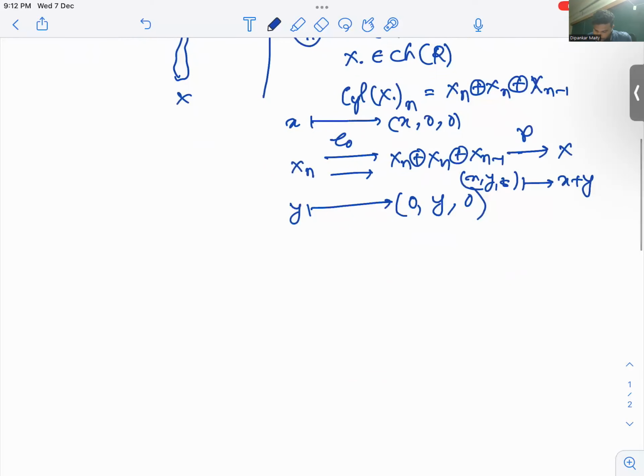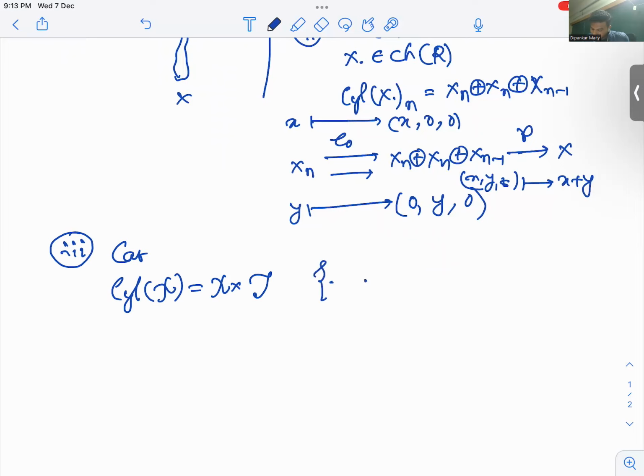The third example was that of the category of small categories, Cat. There, the cylinder structure on a category X was given by X product with the contractible interval category J. J has two objects, 0 and 1, and an isomorphism between them.